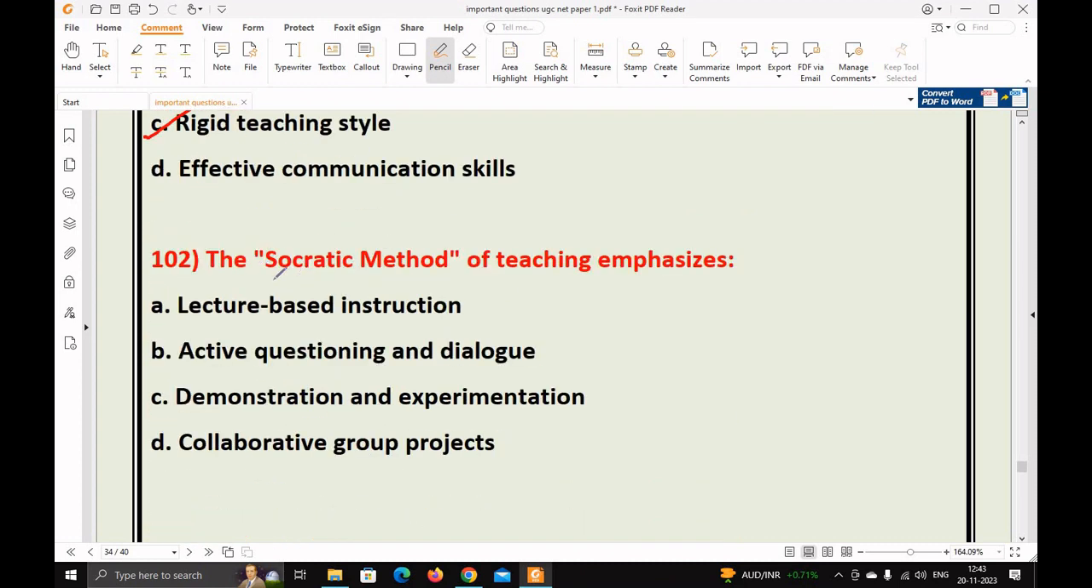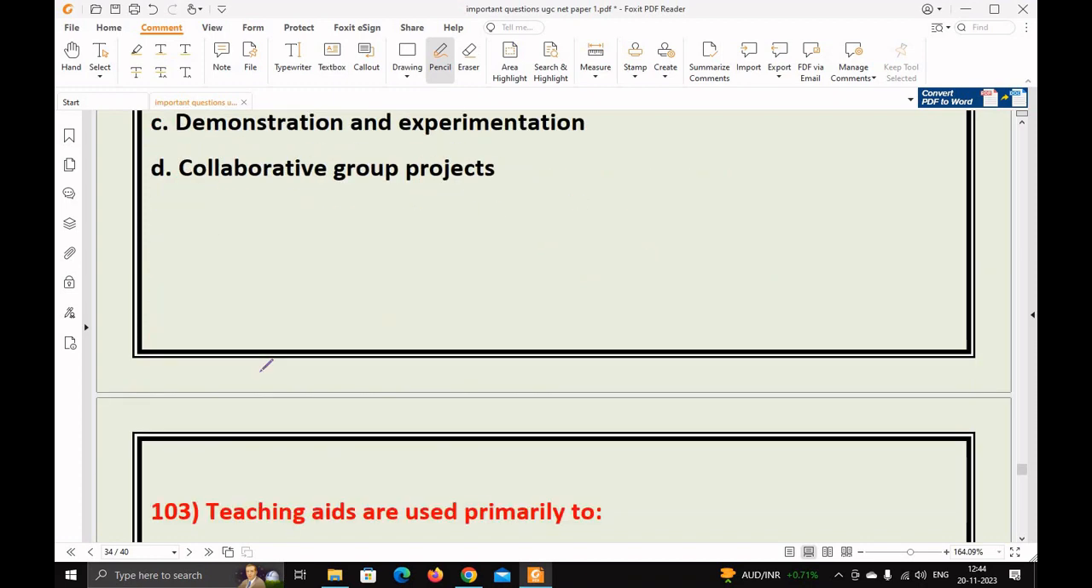Next question. The Socratic method of teaching emphasizes. Options are lecture based instruction, active questioning and dialogue, demonstration and experimentation, collaborative group projects. The Socratic method of teaching emphasizes. The right answer is, actually it deals with the, option B is the right answer, active questioning and dialogue.